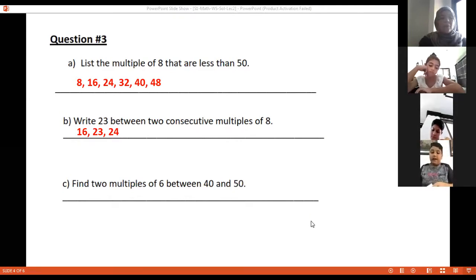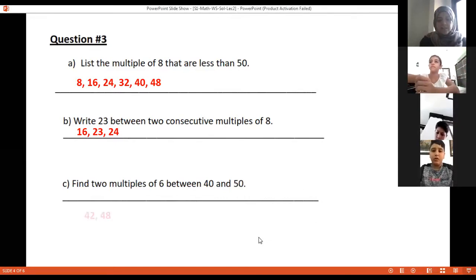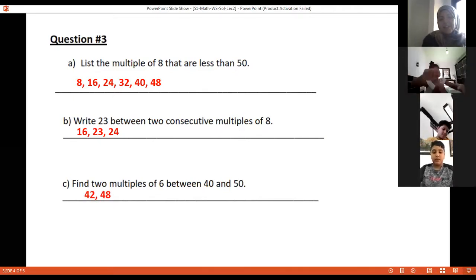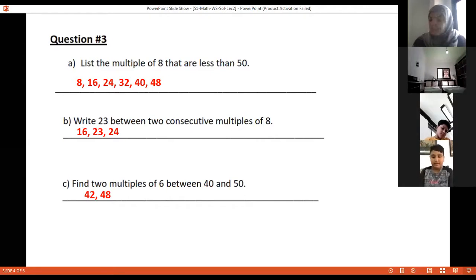Ahmad, how can you find two multiples of 6 between 40 and 50? 6 times 8 equals 48. Very good. 6 times 7 equals 42. Very good. Excellent. Very good, Ahmad. Another plus one.